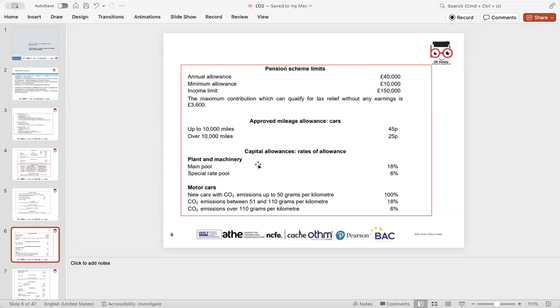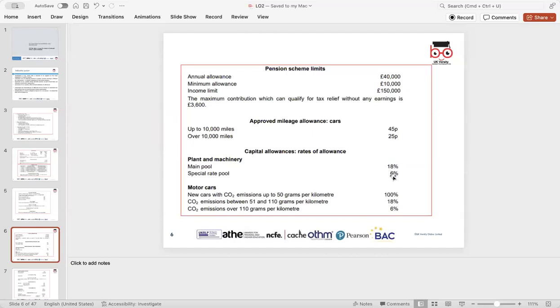Capital allowances, rates of allowances. Capital allowances for plant and machinery as well as motor cars. These allowances allow businesses to deduct the cost of these assets from their taxable profits. For plant and machinery, assets in the main pool are eligible for an 18% allowance, while assets in the special rate pool receive a 6% allowance.